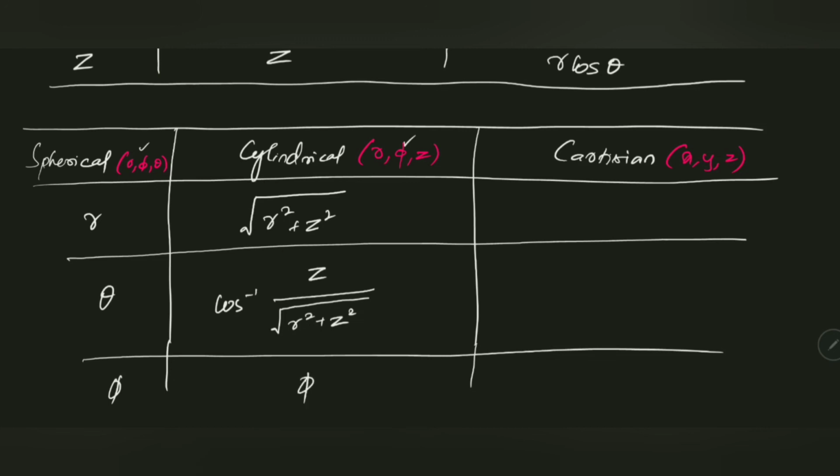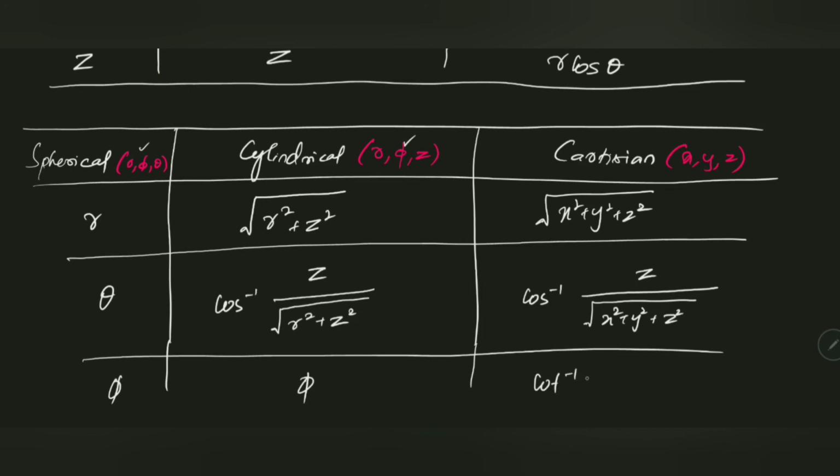From Cartesian to spherical, if you want to find the r value, it is the square root of x square plus y square plus z square. And to find theta, it is the cos inverse of z in the numerator over the square root of x square plus y square plus z square in the denominator. And to find the phi value, it is cot inverse of x by y.